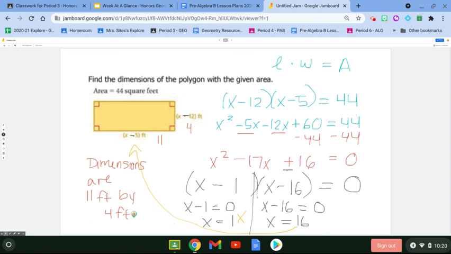And again, the whole purpose of understanding this factoring and solving these equations by factoring is to be able to now apply these to some geometry problems.